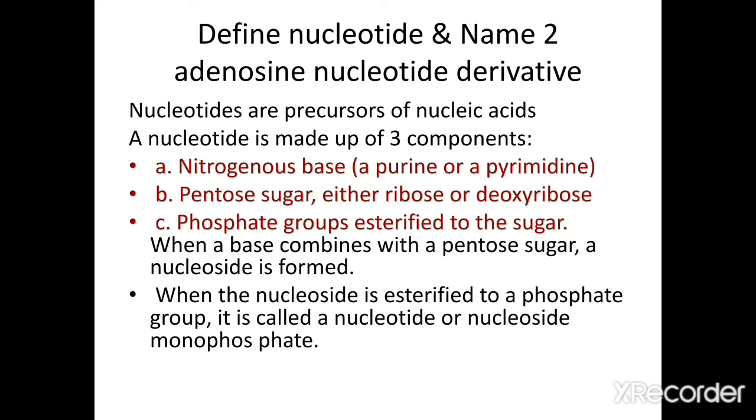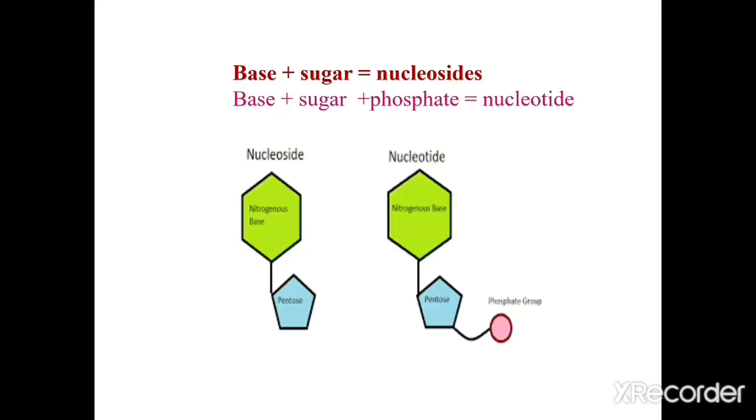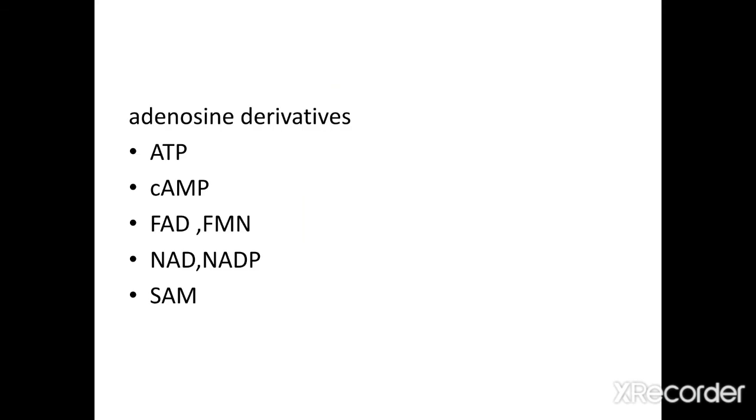So, when a base combines with a pentose sugar, it is known as a nucleoside, and when this nucleoside is esterified to a phosphate group, then it is called a nucleotide. So, a base plus pentose sugar is known as nucleoside. Nucleoside plus phosphate group is called nucleotide. Then examples for adenosine derivatives include ATP, cyclic AMP, FAD, NAD and S-adenosyl methionine.